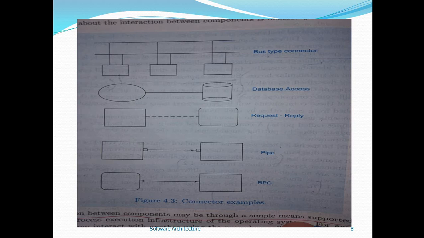The name is component. It may be protocol, it may be network, it may be messages. Okay. So the third one, which is request and reply, it may be messages, protocols, networks, etc. The next one is pipes. The last one is RPC protocol.